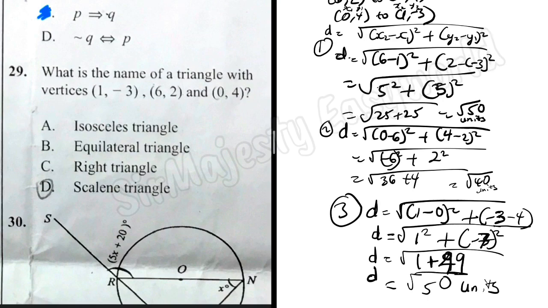So we can see that two sides are equal. That's root 50, root 40, root 50. And remember, a triangle with only two sides equal is known as an isosceles triangle. So the correct answer to this question is A.